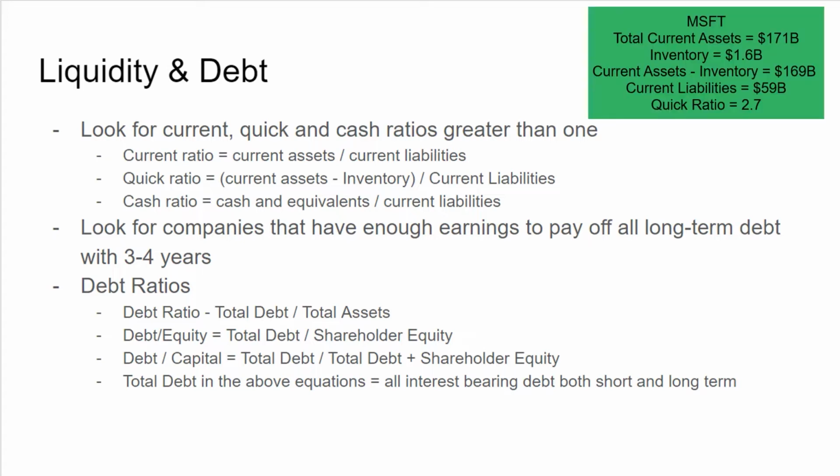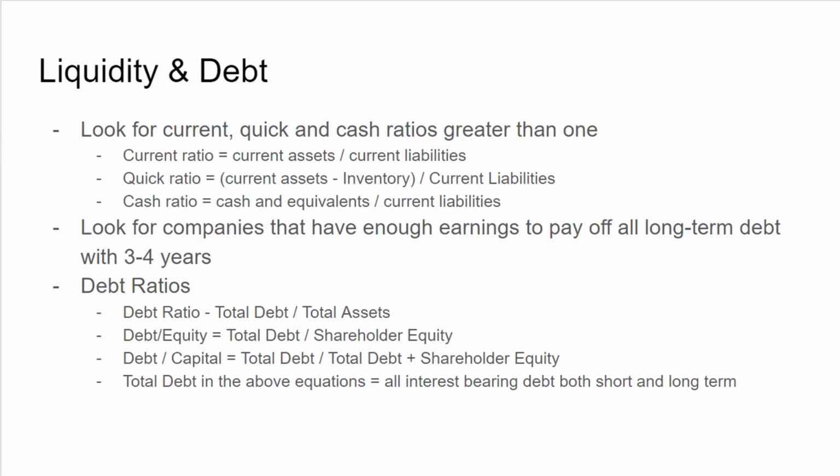Quick ratio is the same thing, minus inventory. So you take current assets minus inventory. The reason for that is inventory is less liquid. It's less easily convertible to cash. That paints a better picture of the company's financial strength with its cash position. And then lastly is the cash ratio.